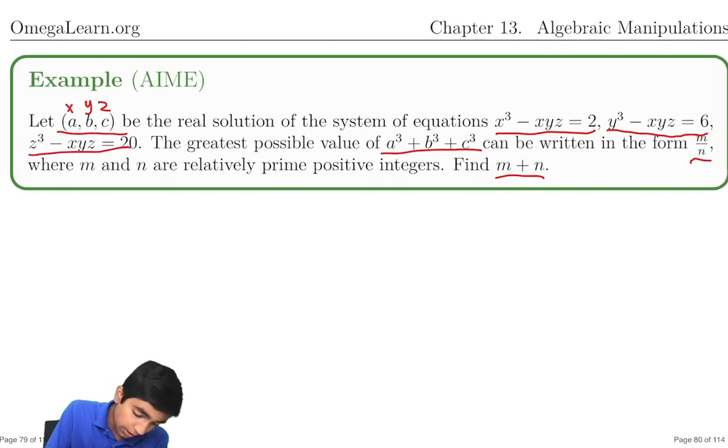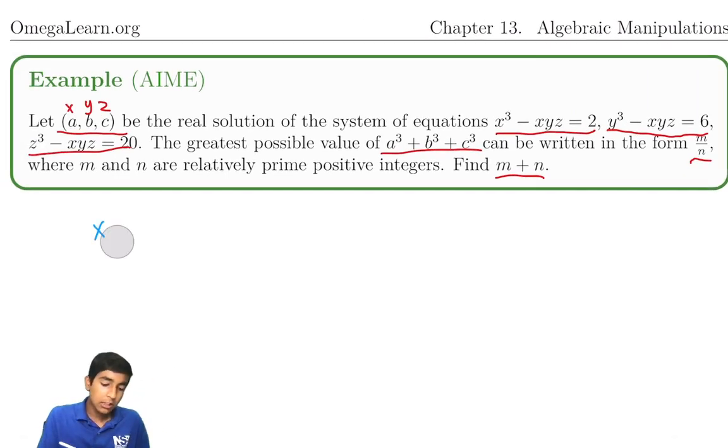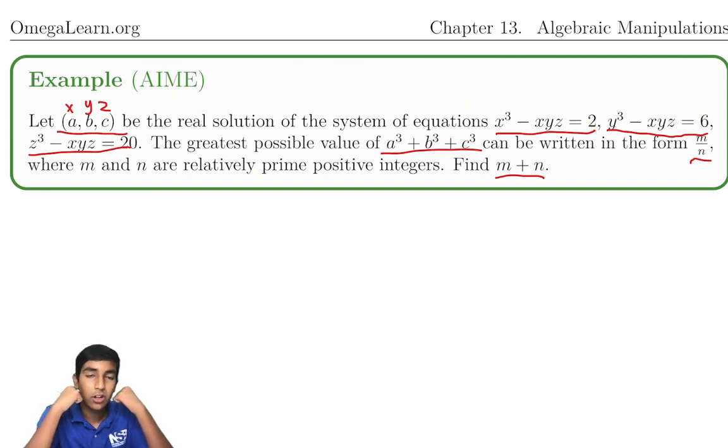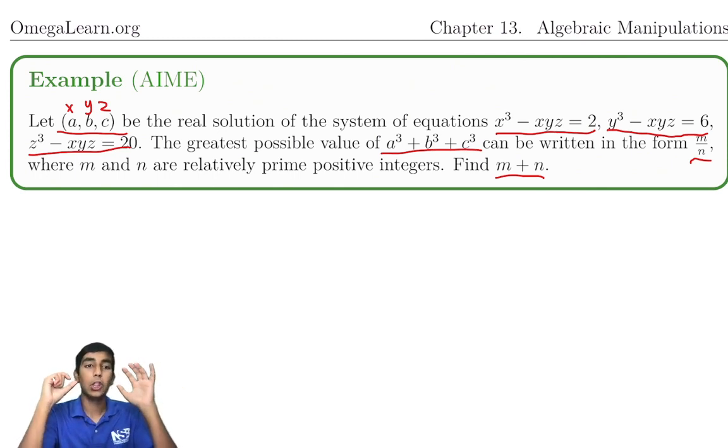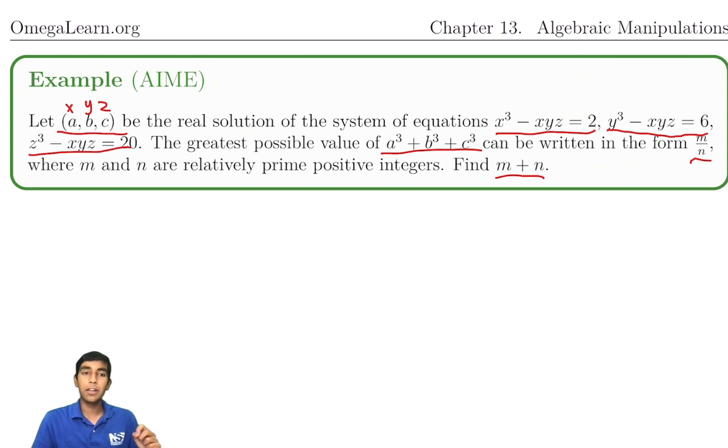Well, let's see what our equations are. Let's try to make some observations. We've got x cubed minus xyz, y cubed minus xyz, z cubed minus xyz. There is a lot of symmetry here. All of them have xyz terms. And whenever you see that, it is almost always a sign to do a smart substitution.